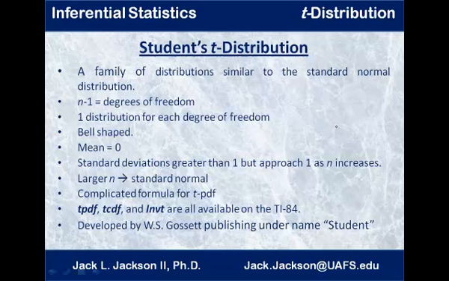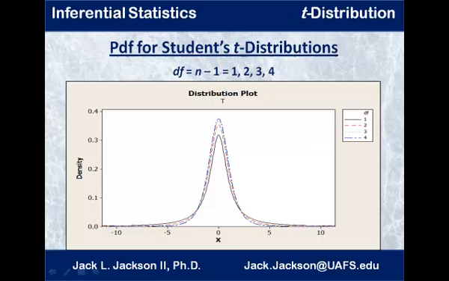Student's T distribution. Now let's look at some pictures of it. Here is the graph of the PDF for Student's T distribution for 1, 2, 3, and 4 degrees of freedom. That is for a sample size of 2, 3, 4, and 5. Let's start with 1 degree of freedom. A sample size of 2 gives you the dark black curve. Okay, then 2 degrees of freedom is the red dashed one, the green one is 3 degrees of freedom, and the blue one is the 4 degrees of freedom.